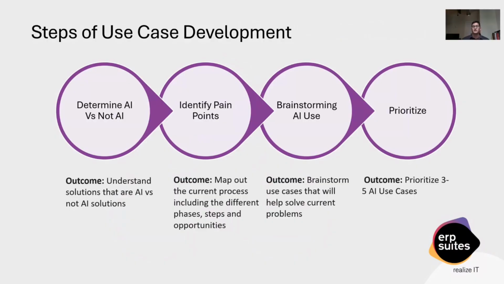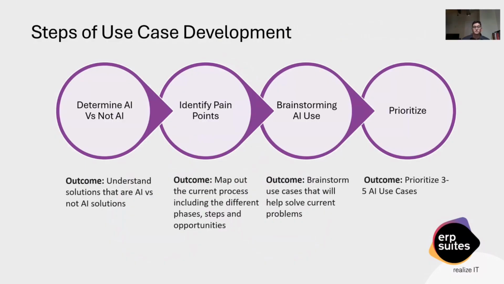The second one is identifying pain points in your business, and what that stems from is mapping out the current processes and truly understanding them at their different phases and steps. What are the opportunities? What are the pain points inside of those processes? Probably one of the most important things is understanding the processes so we can implement an AI solution more effectively and understand what problems we are trying to solve.